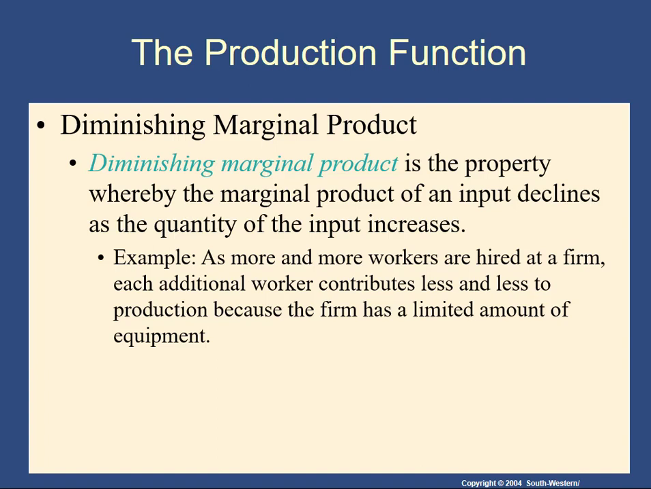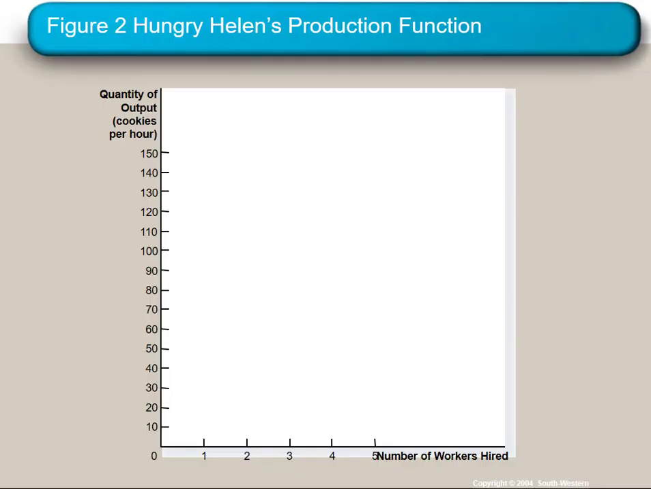It's that idea of having some fixed input, what we call a fixed factor of production, that experiences some sort of congestion as more and more of a variable input is used with it, that leads to this diminishing marginal product.